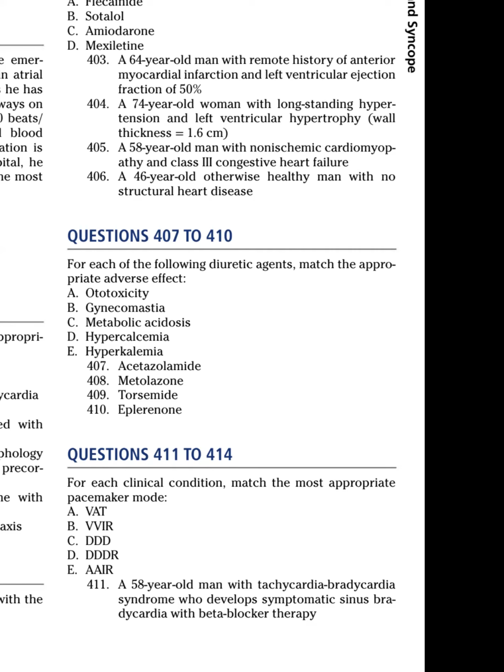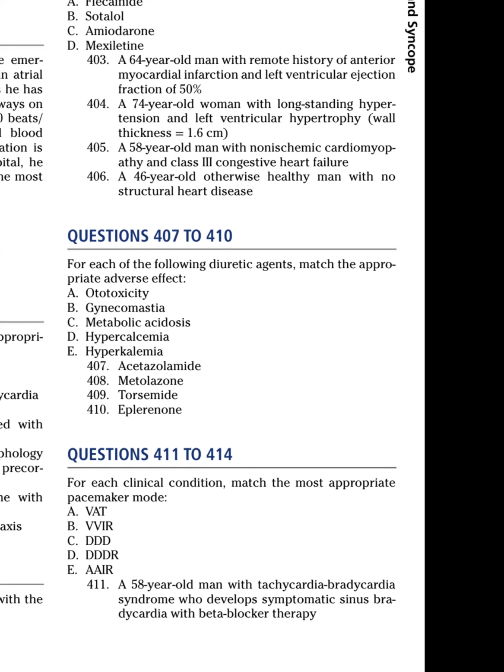Okay, so let me start with an example here, or let's just read the whole case presentation. The first one is 411, a 58-year-old man with tachybradycardia syndrome who develops symptomatic sinus bradycardia. He has tachybrady syndrome and develops symptomatic sinus bradycardia.